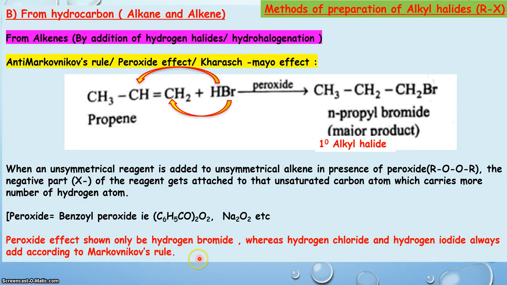As this anti-Markovnikov addition takes place by a free radical mechanism, in the presence of peroxide, HCl and HBr do not give anti-Markovnikov products because the HCl bond is stronger than HBr. It is not broken by the alkoxy free radical obtained from peroxide, while HI is weaker than HBr. It is broken by the alkoxy free radical also, but as the iodine atoms form, they will readily combine with each other and yield an iodine molecule rather than attack the double bond in the alkene. Therefore, the peroxide effect is shown only by hydrogen bromide, not by HCl and HI.